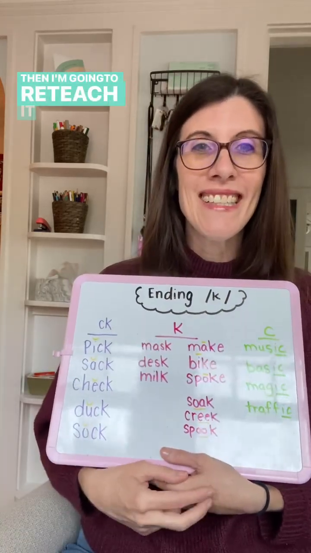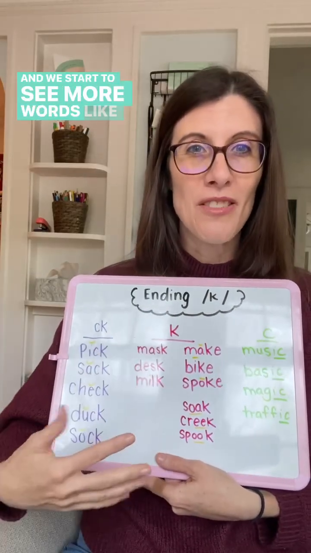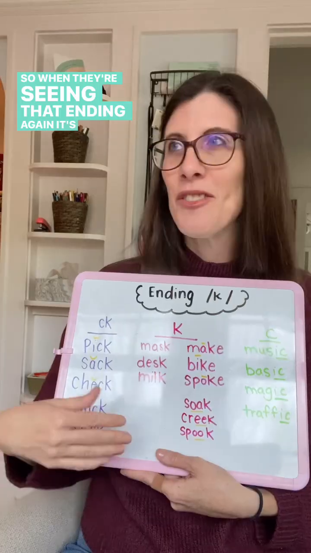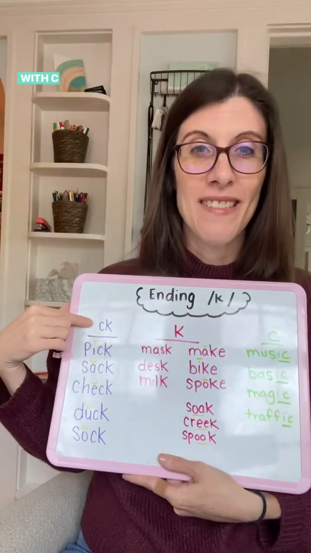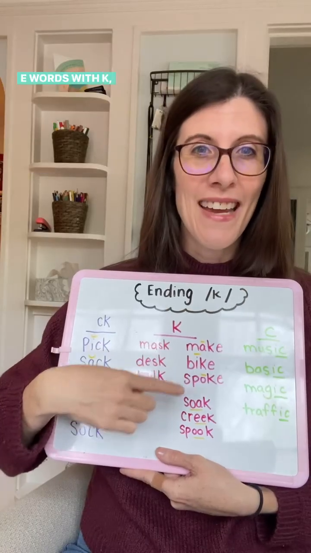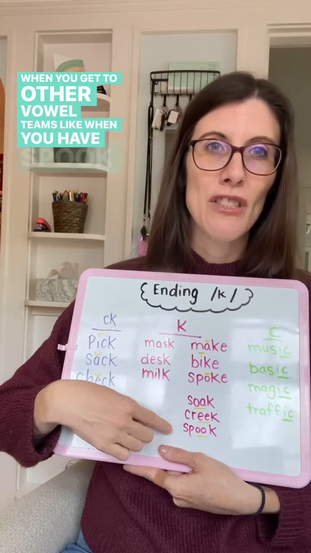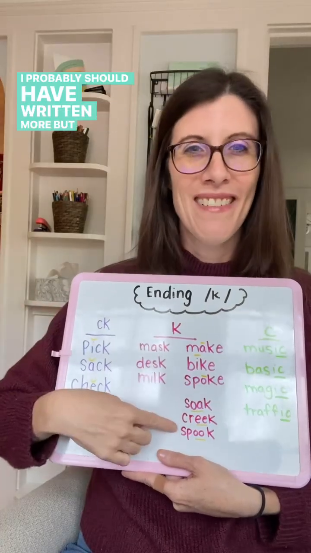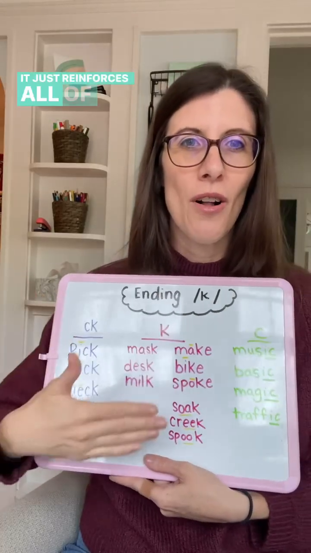Then I'm going to reteach it again when I get to vowel teams and we start to see more words like soak and creak. When they're seeing that ending k again, it's the perfect opportunity to bring back this rule again and compare words with CK, short vowels that go short vowel consonant K, silent E words with K, and then vowel teams with K. And then the same when you get to other vowel teams, like when you have spook or words that end with, I can't think of any off the top of my head, I probably should have written more, but other vowel teams, and then you hear the k sound. It just reinforces all of these rules.